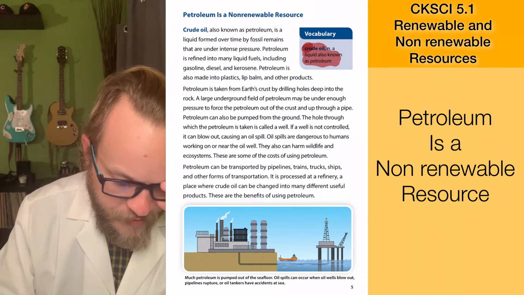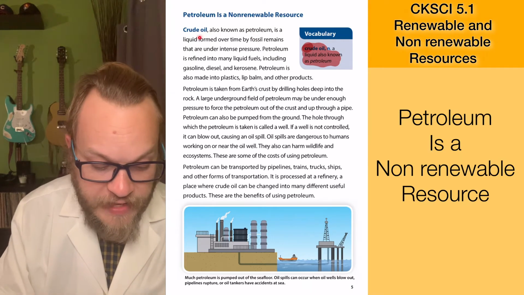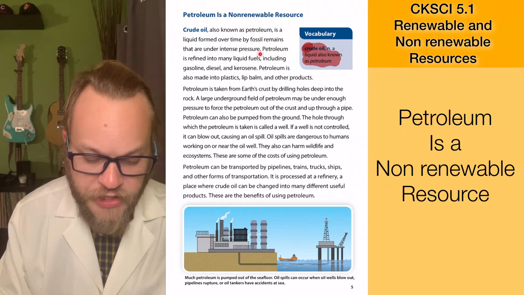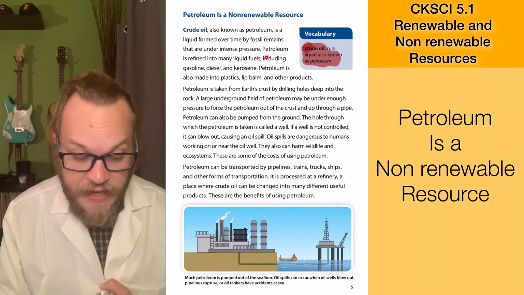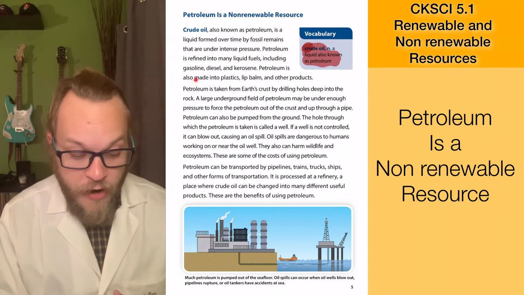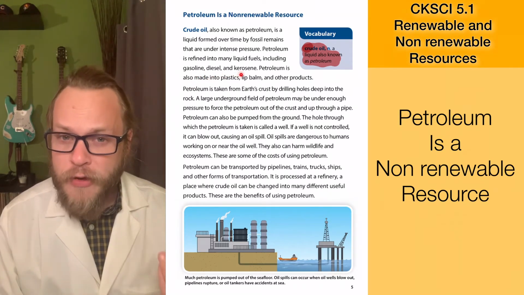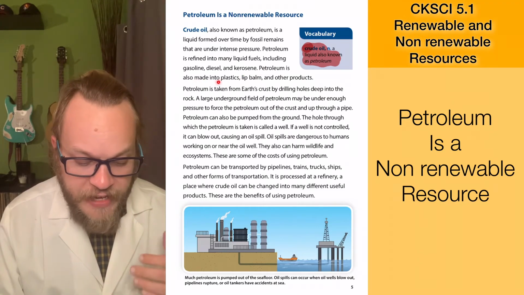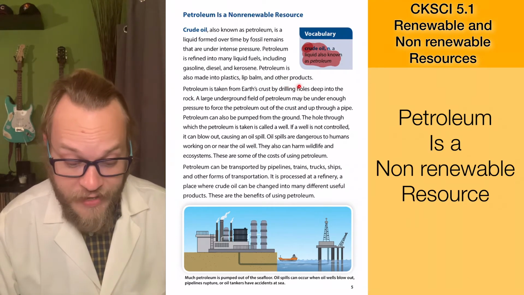So, crude oil, also known as petroleum, is a liquid formed over time by fossil remains that are under intense pressure. Petroleum is refined into many liquid fuels, including gasoline for your cars, diesel for the big trucks, and kerosene if you go camping and have a lantern. Petroleum is also made into plastics, lip balm, and a lot of other products.